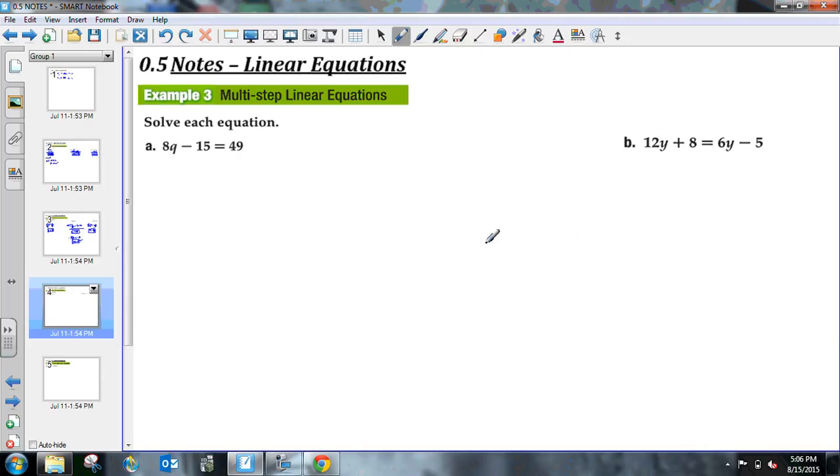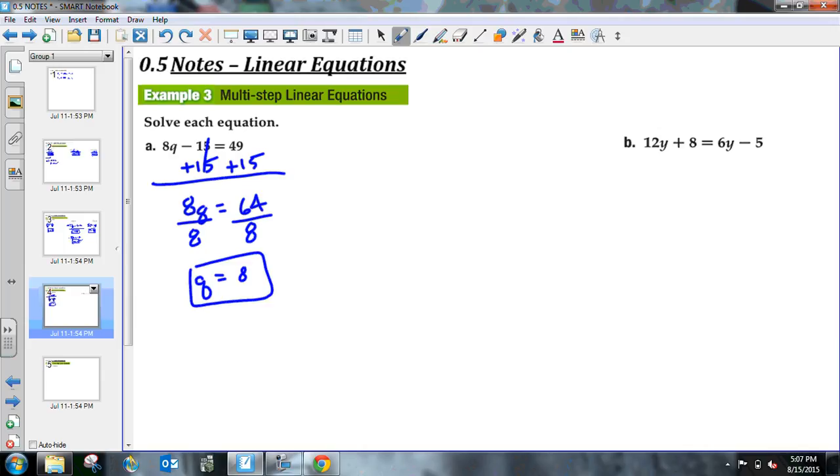These are multi-step linear equations. My job is to isolate my variable. So I'm going to move everything else over and then try and isolate this q. First I have this -15 here. I'm just going to move that over first, so I'm going to add 15 to both sides. So I get 8q, and this goes away. Now I've got 49 plus 15. That's going to give me 64. And then I divide by 8 and divide by 8 over here. And so then I get q is equal to 8. And that's my answer.